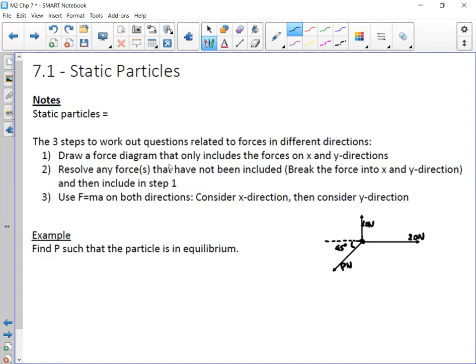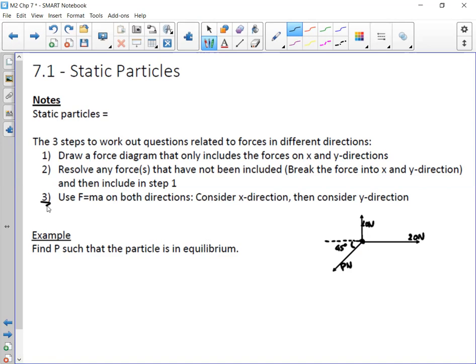Next, step 3, we're going to use F equals ma in both directions. You're going to consider the x direction and then the y direction. Depending on the question, sometimes you might want to consider the y direction first before x. But essentially, you're going to use F equals ma in both directions.